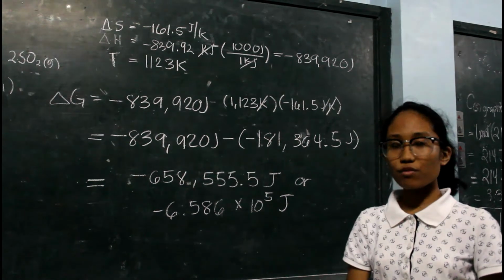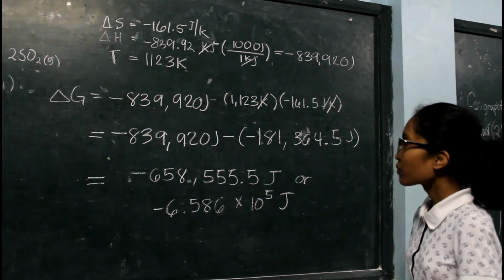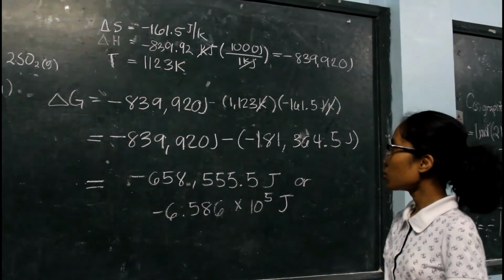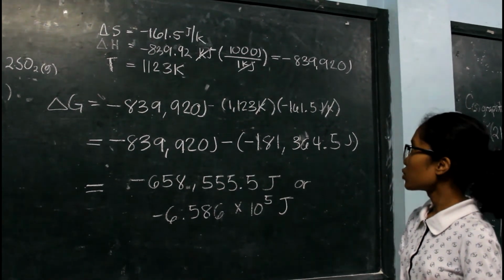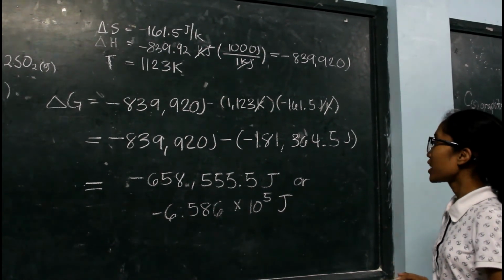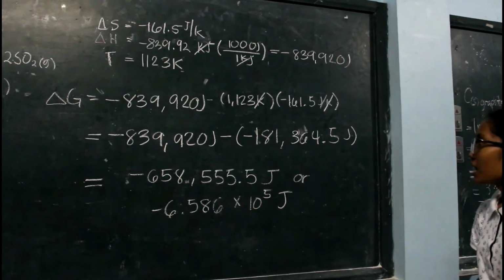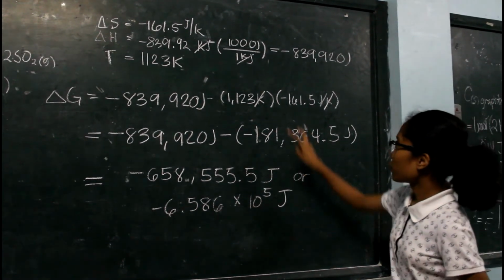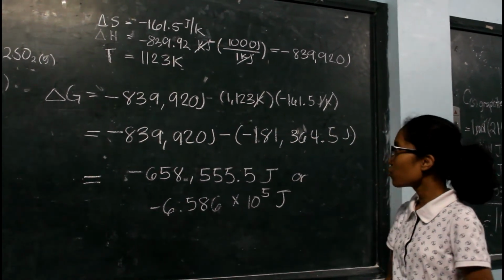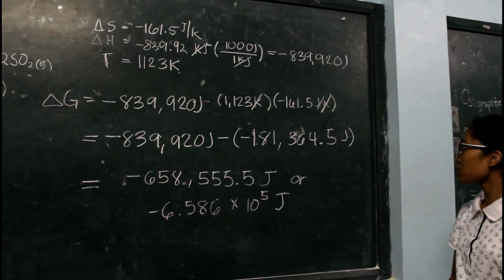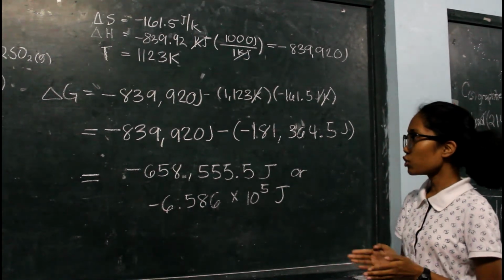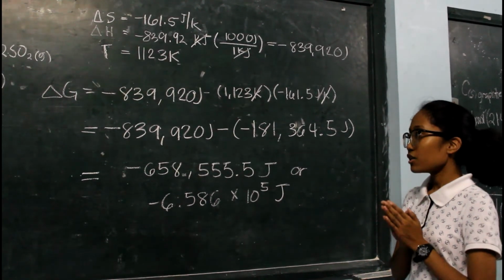Now let's proceed to solving for delta G, or the free energy change. For our delta H, we have negative 839,920 joules minus our temperature, which is 1123 Kelvin, times our delta S, which is negative 161.5 joules per Kelvin. But first, we need to get the product of these two and cancel the Kelvin. So our product is negative 181,364.5 joules.